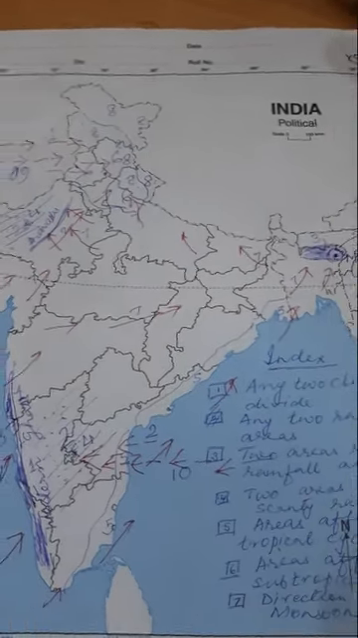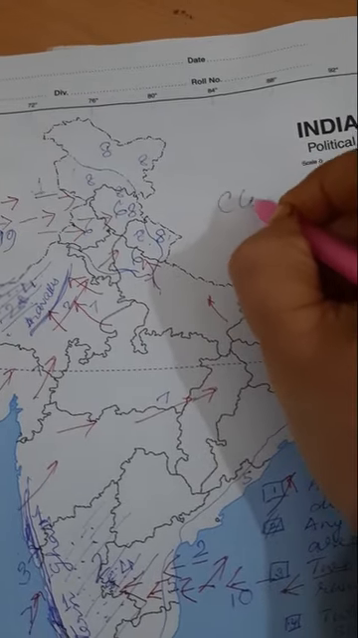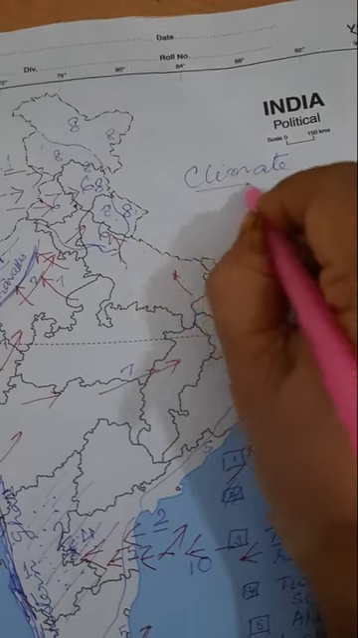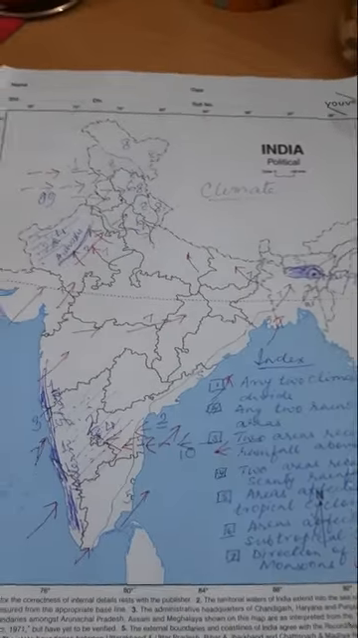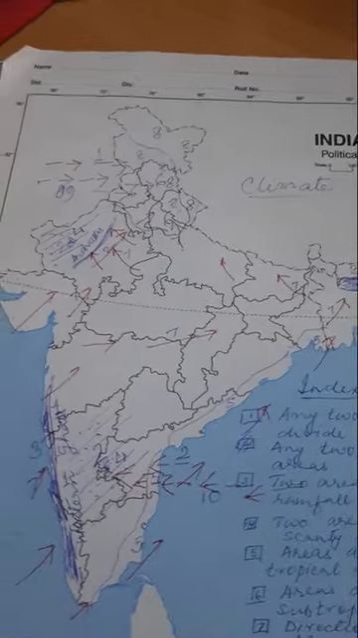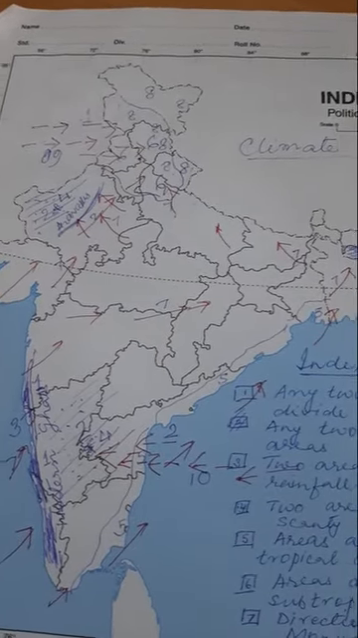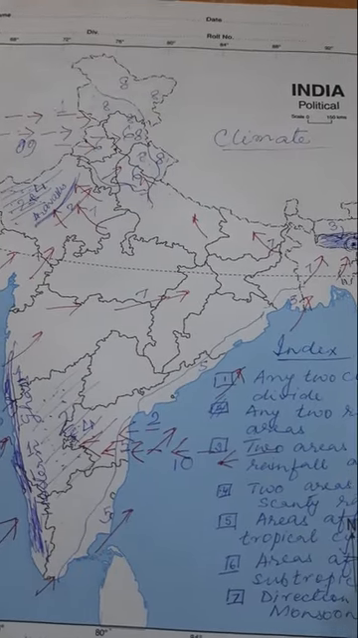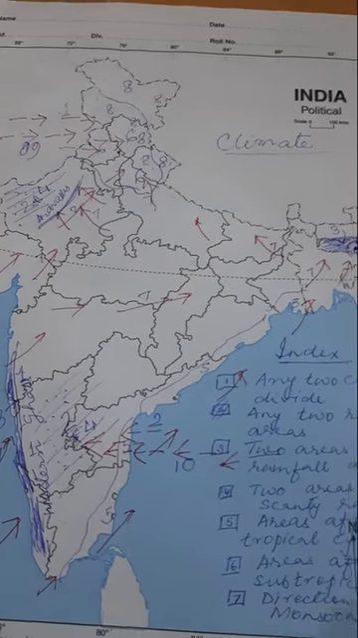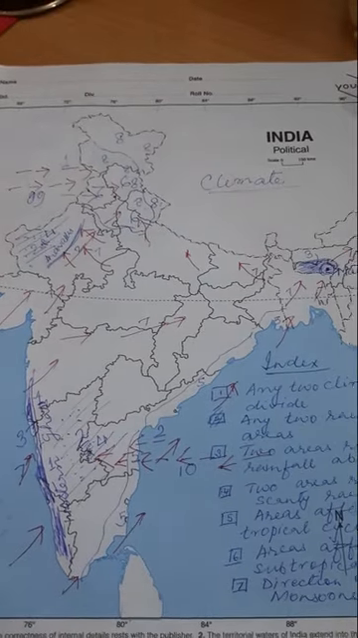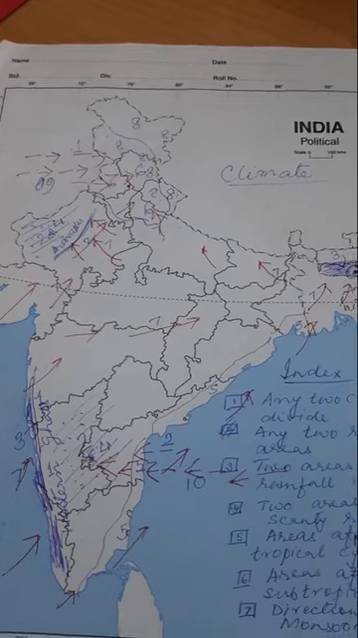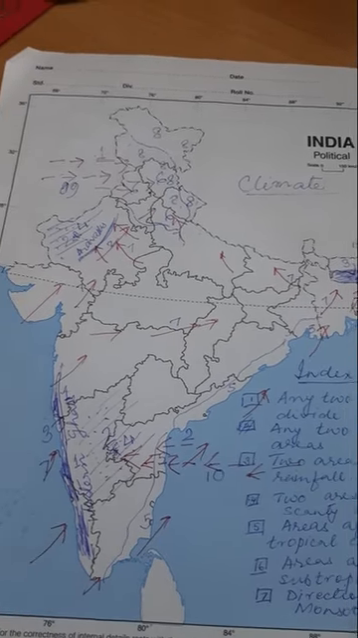So this is the map work for your climate chapter. Write the heading climate here, because every map must have a name or a heading. So if you find that it is becoming too dirty, you cannot draw it neatly, then you can divide it separately in 2 maps. Like in one of the maps you can keep the direction of the southwest monsoon, in the other map you can keep the direction of the easterly jet stream and westerly jet stream.